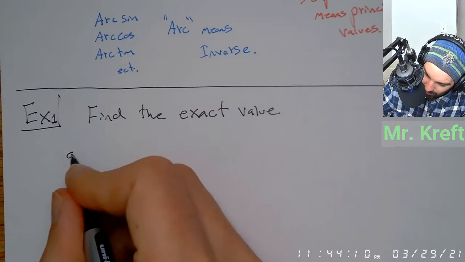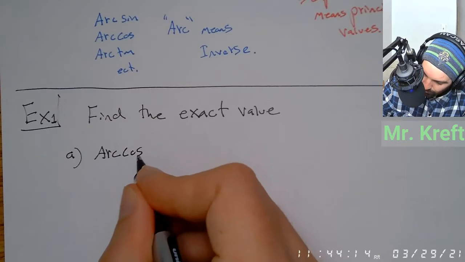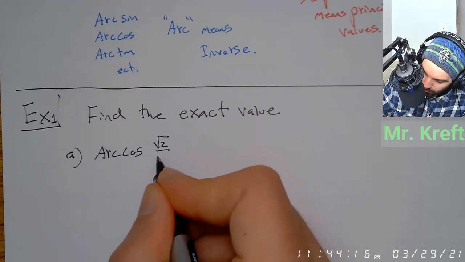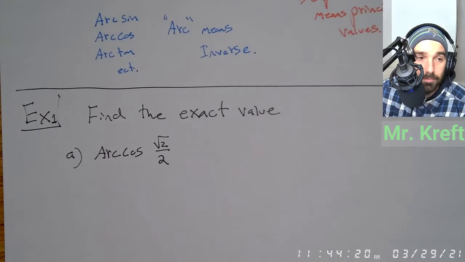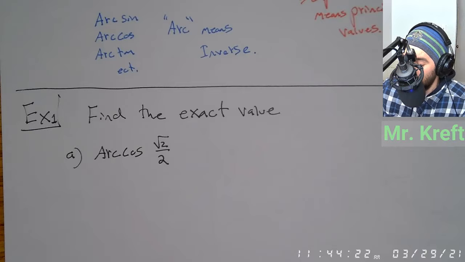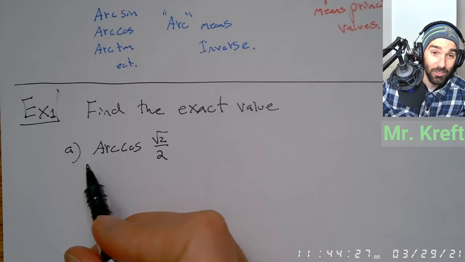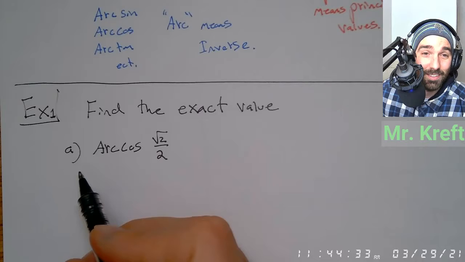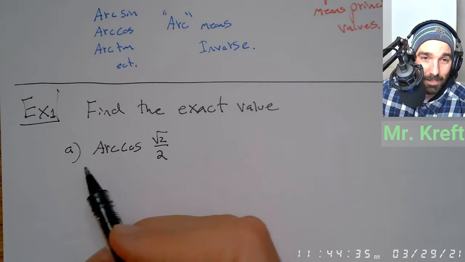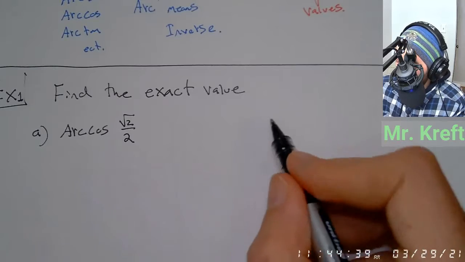So the first one we're going to do is arc cosine of root 2 over 2. I'm going to be using principal values. The book just assumes principal values, because that's how they define inverse in your book. Okay, so how do we do this?